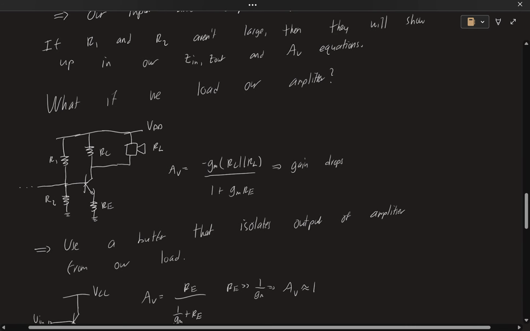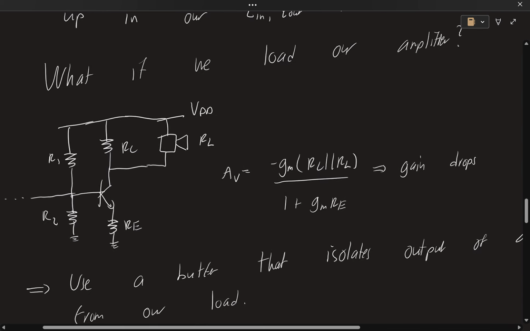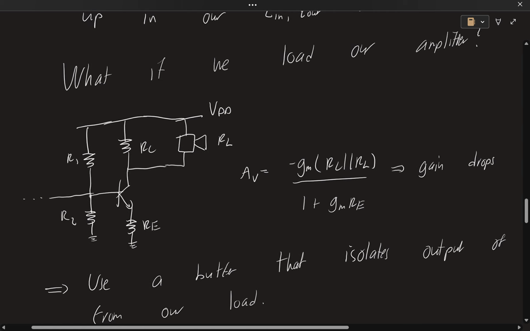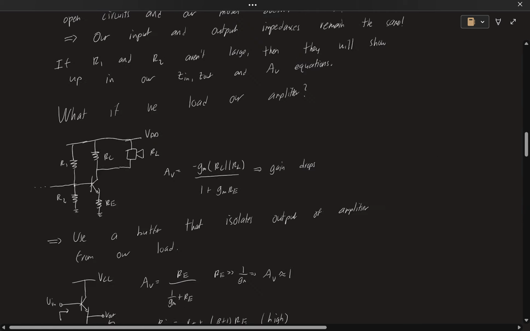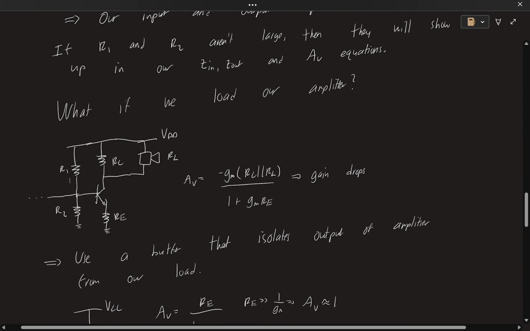Okay. So next we're going to talk about loading, right? So we'll take the same biasing stages before. There's R1 and R2 as a voltage divider, and we assume there's some caps, etc. here on the input. We don't really need to concern ourselves with that for this.